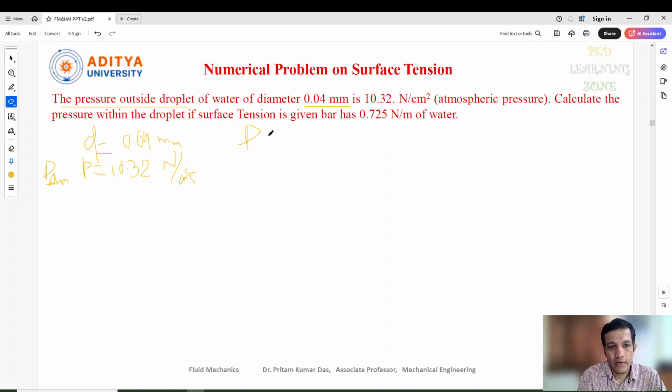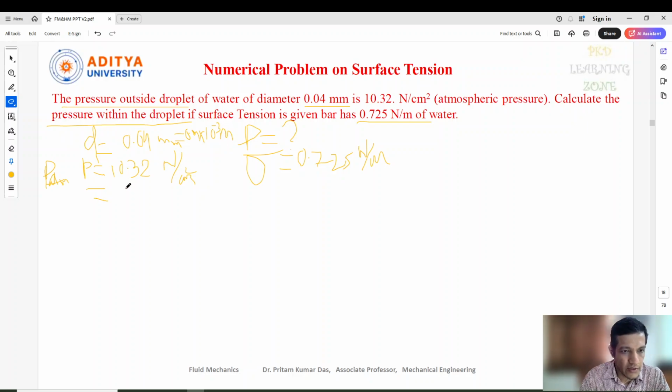Now here we need to calculate the pressure within the droplet, and the surface tension is given as 0.725 Newton per meter for water. So what we need to calculate is the pressure inside the droplet. Here the diameter is given as 0.04 millimeter, so you can convert it into 0.04 into 10 to the power minus 3 meter.